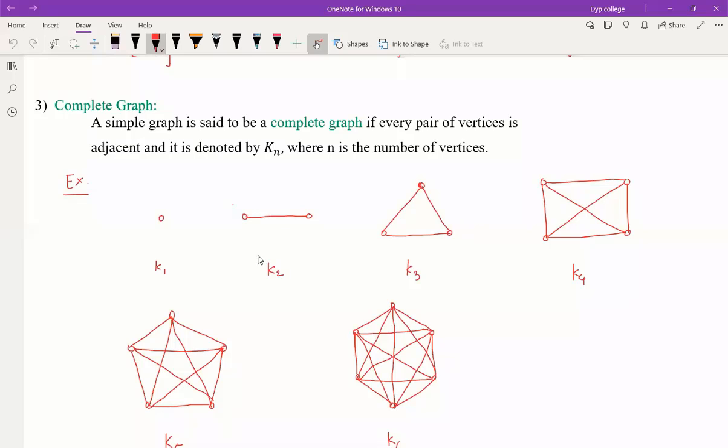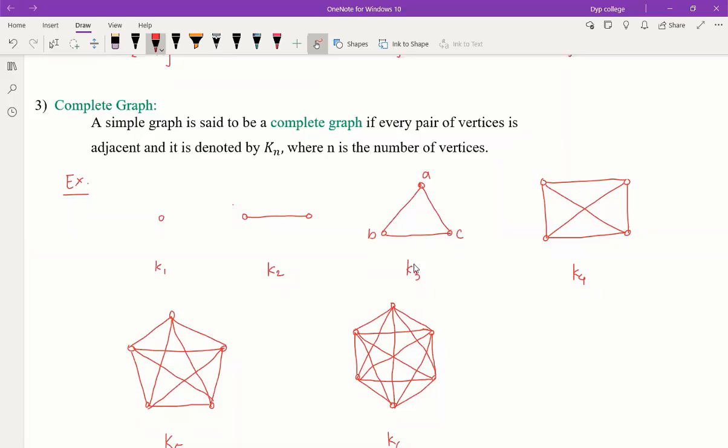The second example, K2. K2 means complete graph with two vertices. So there are two vertices and there must be only one edge between the two vertices. Similarly, this is a complete graph with three vertices. Okay, just like a triangle, and between every pair, that means suppose I give names to these vertices, then this is vertex A, B and C. So there is an edge between A to B, A to C, then B to A, B to C also, and then C to A, C to B also. So between every pair there is an edge.